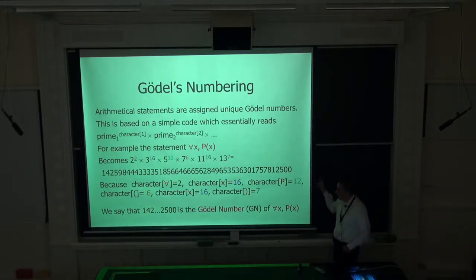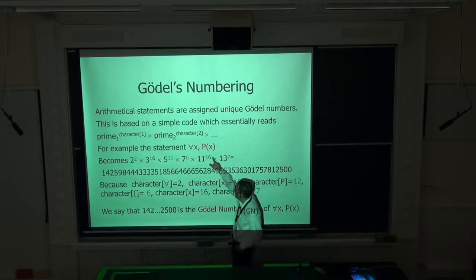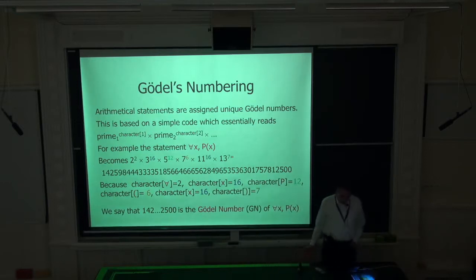So you can see it here. I did it in different colors, so it would be easy to see. And I calculated it on Mathematica. If I write that for all x, p of x is true, then the number that I'm going to associate to this statement, to this expression, is this number. So I have one expression, one number.